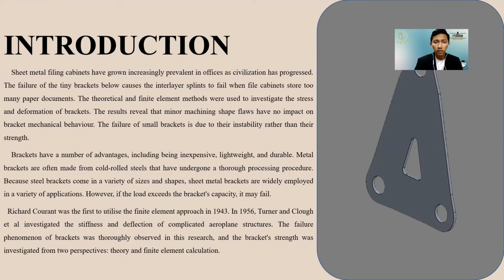Metal brackets are often made from cold rolled steel that has undergone a thorough processing procedure. Because steel brackets come in a variety of sizes and shapes, sheet metal brackets are widely employed in a variety of applications. However, if the load exceeds the bracket capacity, it may fail.